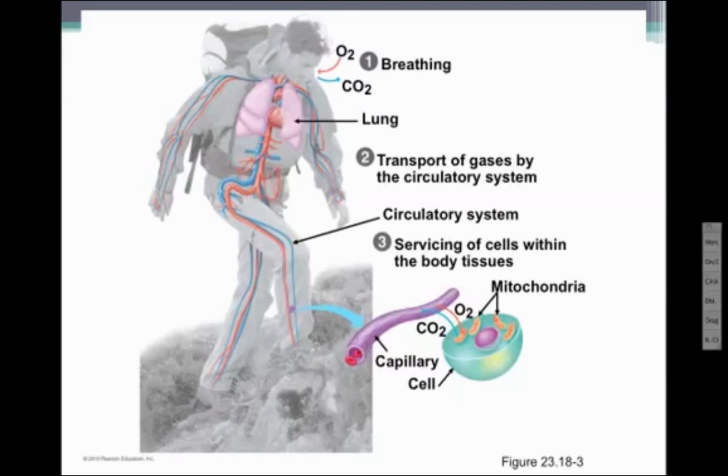Two, the transport of the gases by the circulatory system. And then three, the cells are getting what they need, the O2, and getting rid of the CO2. So we've got to look at all three of those pieces, and we'll look at each one individually to see how the final exchange occurs at the cell level.